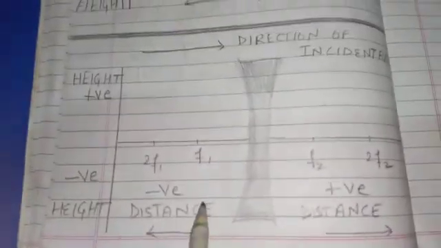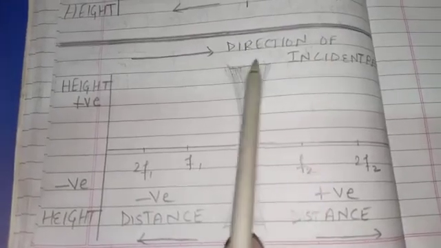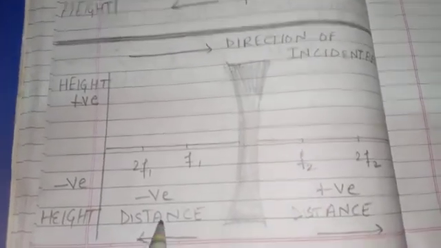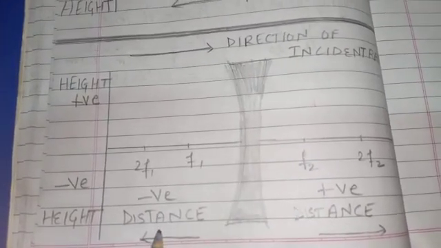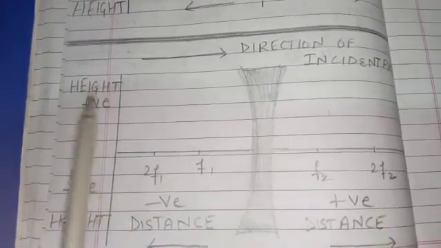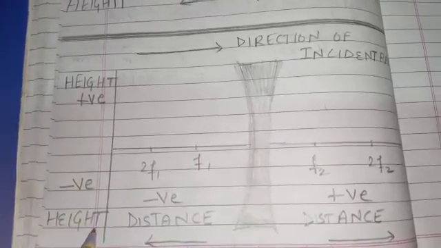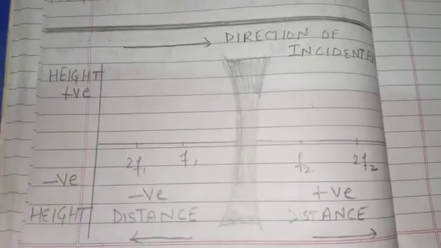See, this is the same for the concave lens also. If the direction of the incident ray is towards the right-hand side, then the distance of the object is taken as negative to the left, and to the right it is taken as positive. The height above the principal axis is taken as positive, and below it as negative. This is the sign convention.